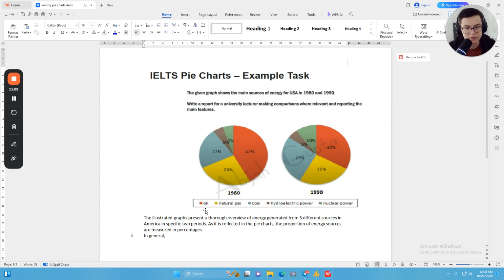Always, there is a free template for you. Basically, everybody starts writing an overview with in general, or simply writing overall. So in general, oil accounted for the highest proportion in all periods, in both periods, let's say.